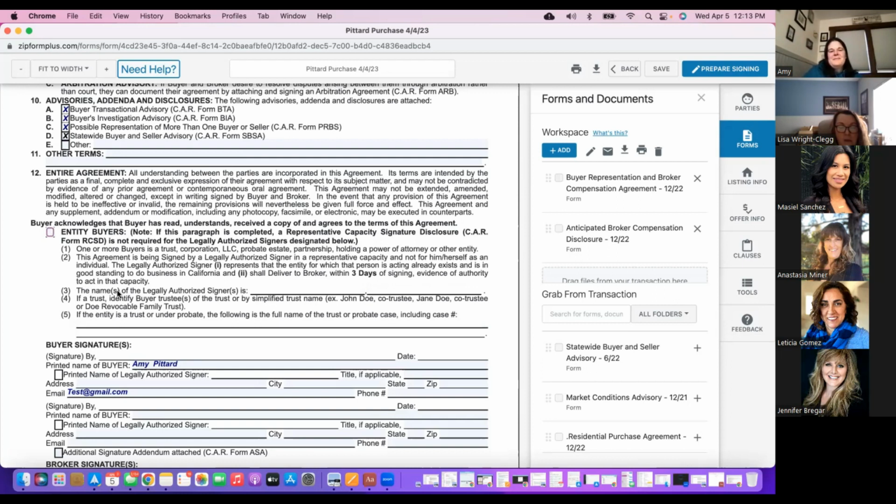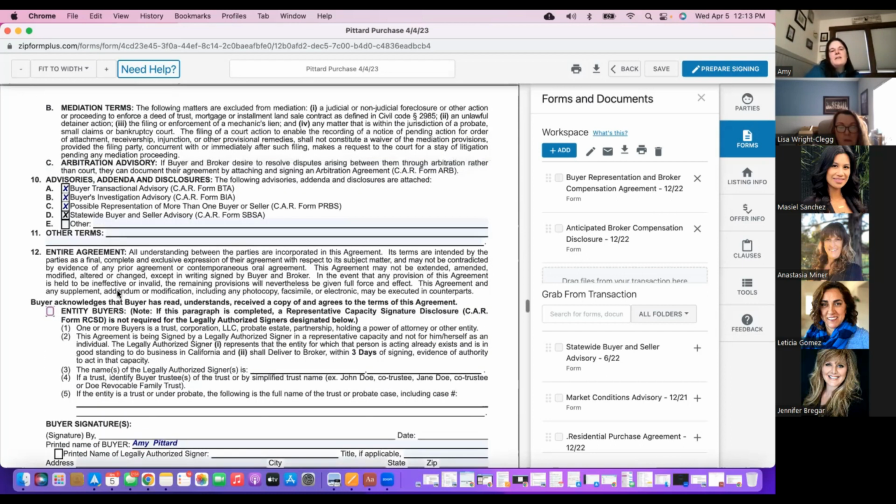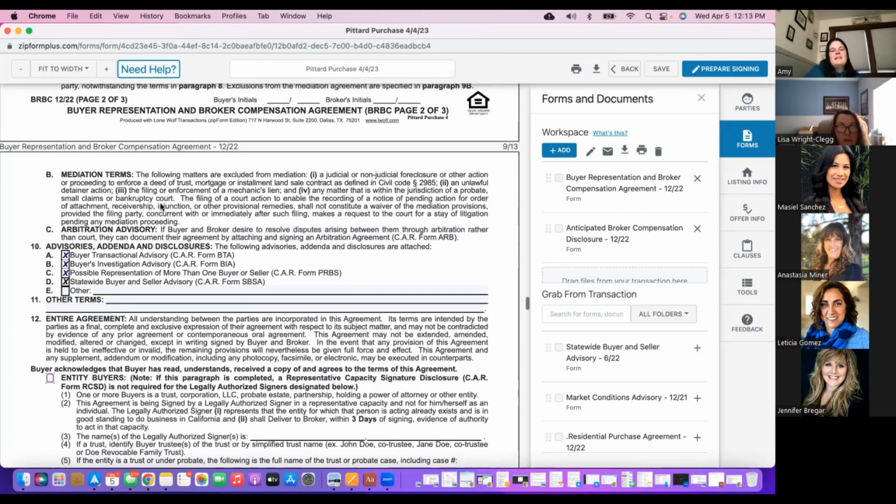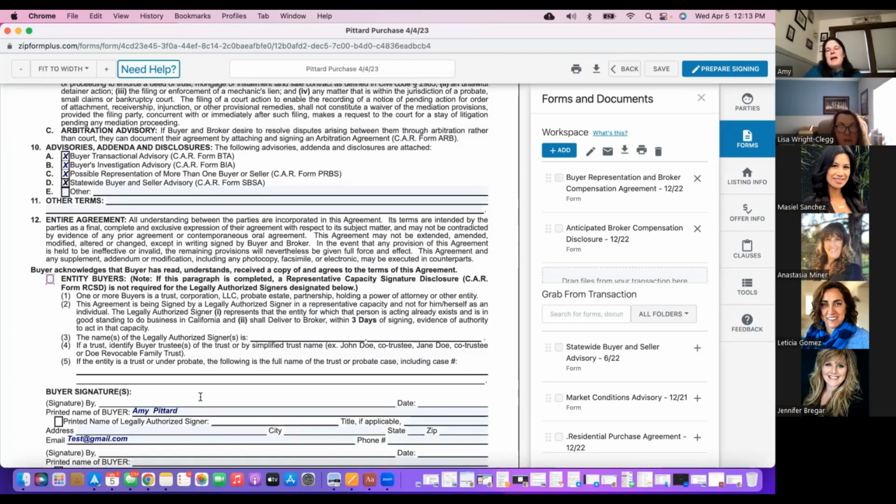I have one that wants to make an offer and he wants to do it under his LLC. So I need to check that and then put his name there. Yeah, so the buyer would be listed on the contract as the LLC, and then you would fill in his name here and he would sign on behalf of that LLC. Now, if it was a trust, identify the buyer as trustee of the trust, or by simplified name, John Doe co-trustee, Jane Doe co-trustee, or the Doe Revocable Family Trust. So you can list it as any of those. You don't have to necessarily list the buyers as the trust. You could list the buyers as the trustees.